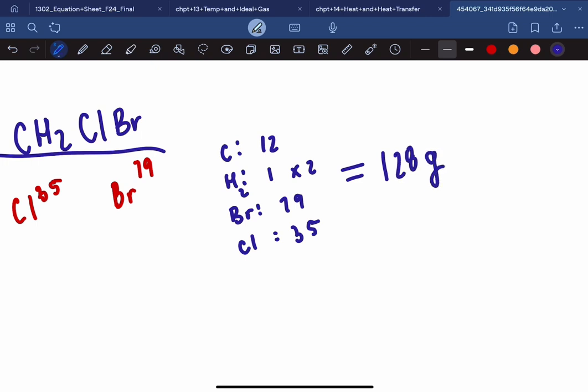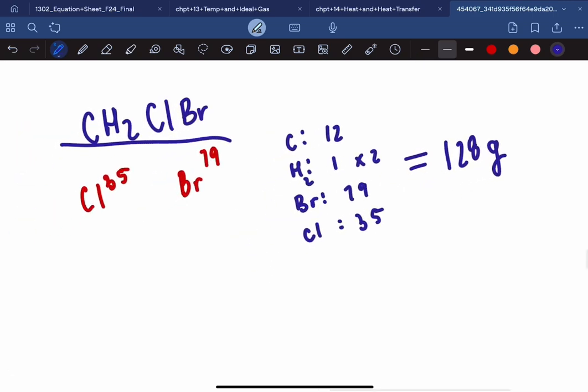And then you have to find the percentage, or the likelihood, that this isotope combination is found. How do you do that? You simply take the probability of getting one isotope times the probability of the other. So what's the probability that you get Cl-35? The answer is 75%.